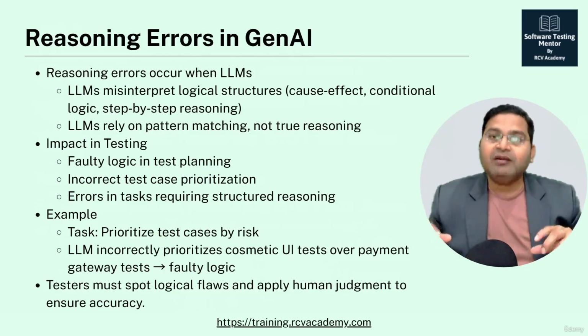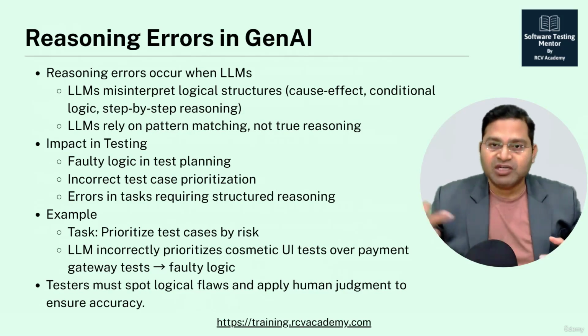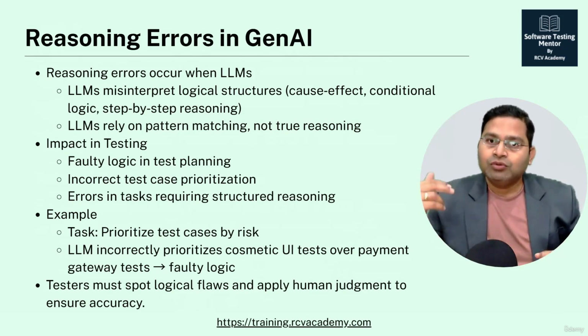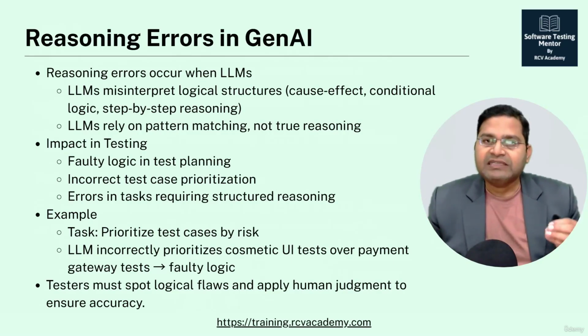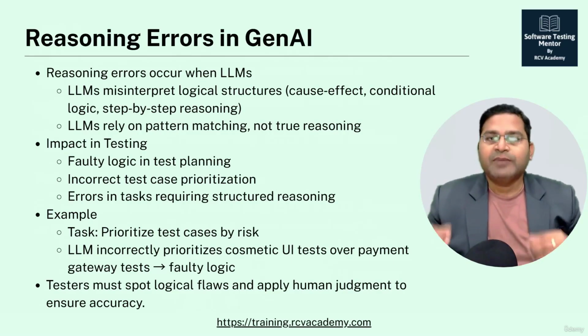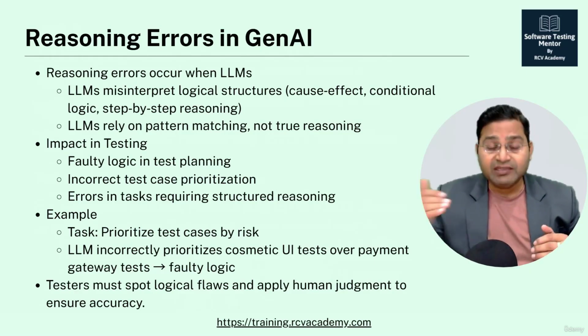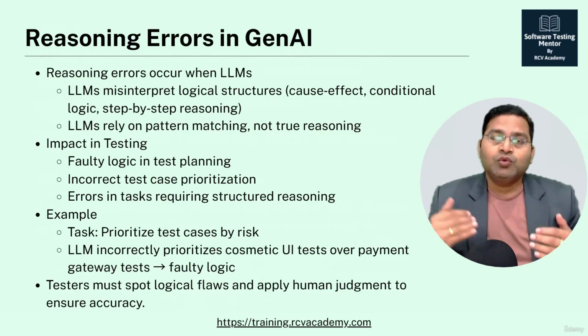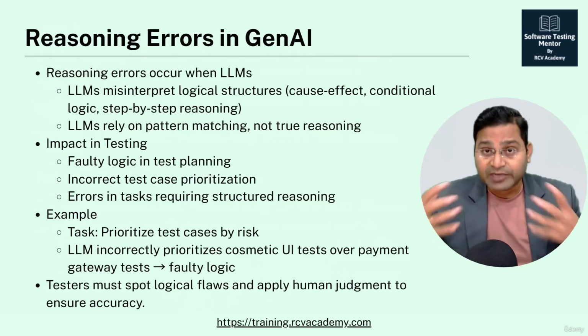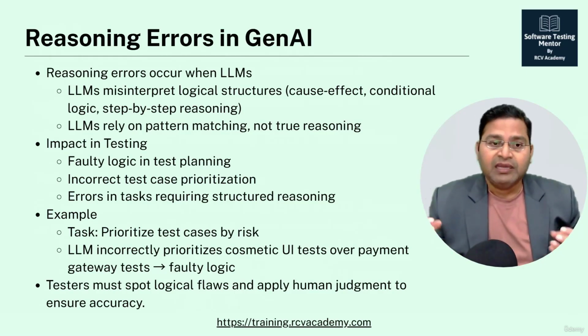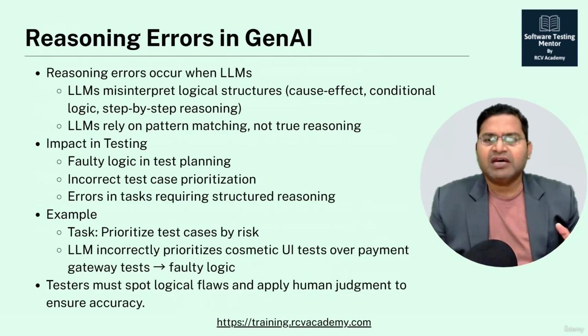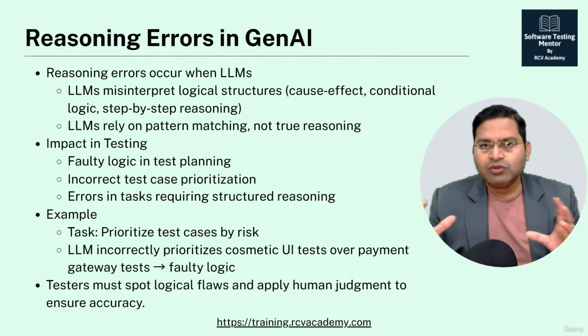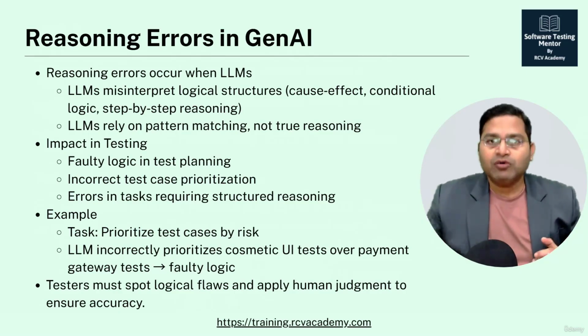So that's where reasoning errors are very common in generative AI. If you provide cause-effect or conditional logic that Gen AI has to analyze and provide you the output, it might give you a reasoning error. In terms of testing, you might get faulty logic in the test planning. You might get incorrect test case prioritization because of these reasoning errors, and you can get errors in tasks requiring structural reasoning. So these are some of the impacts of reasoning errors.